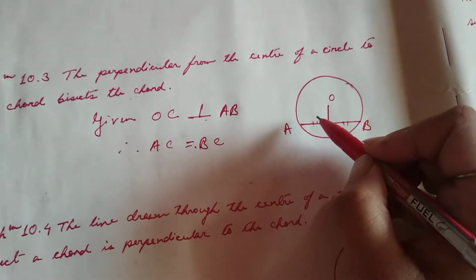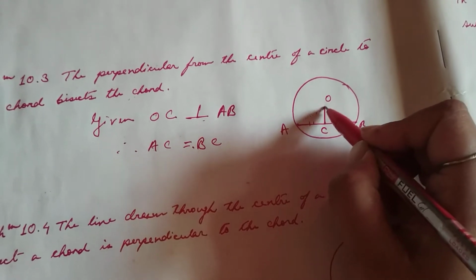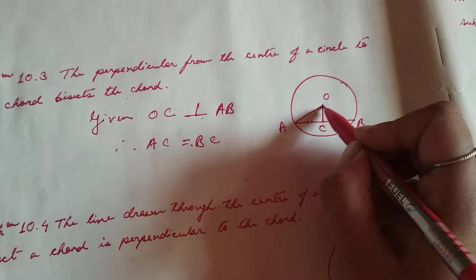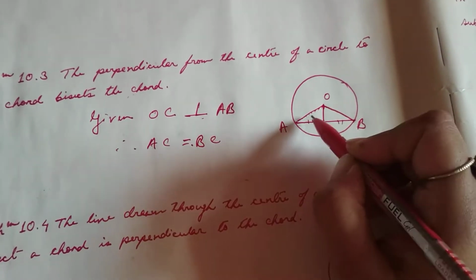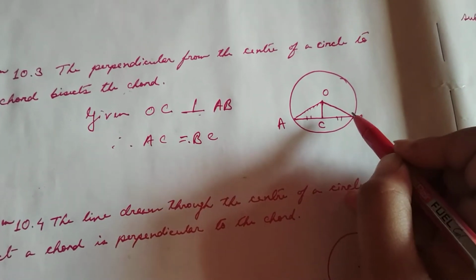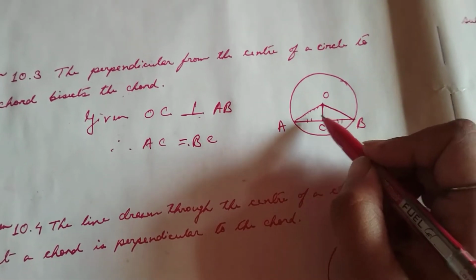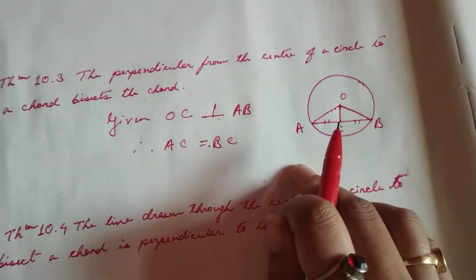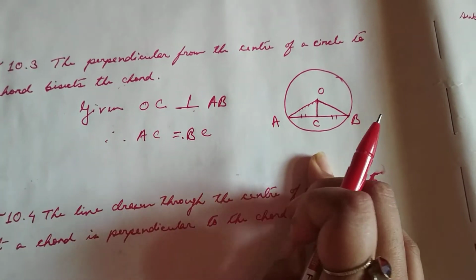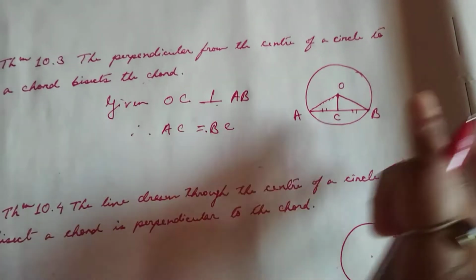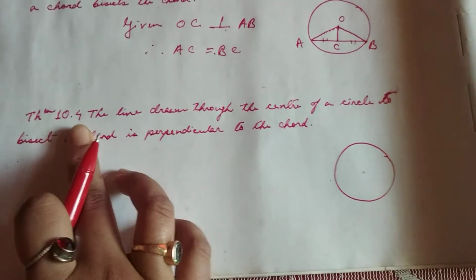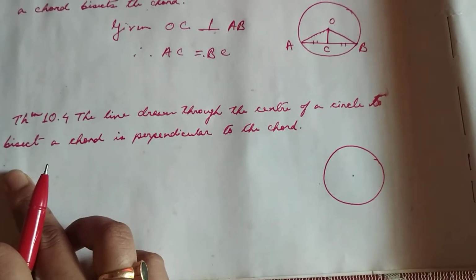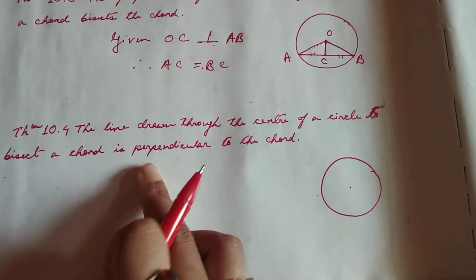So this is also easy to prove if you make these two triangles, ACO and OCB, and make them congruent by right angle-hypotenuse-side. You can follow that congruency, and you can say easily that AC is equal to BC. Okay, so if you find it difficult, I will prove this in my next video. Moving on to the next theorem, theorem 10.4. The line drawn through the center of a circle to bisect a chord is perpendicular to the chord.